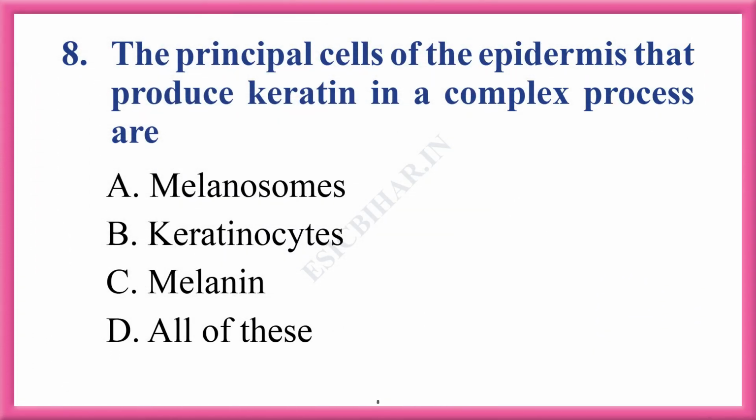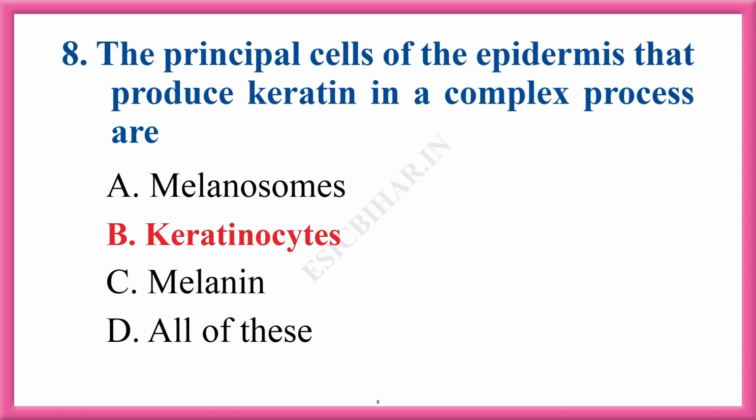Question 8. The principal cells of the epidermis that produce keratin in a complex process are A. Melanosomes, B. Keratinocytes, C. Melanin, D. All of these. And the answer is B. Keratinocytes.